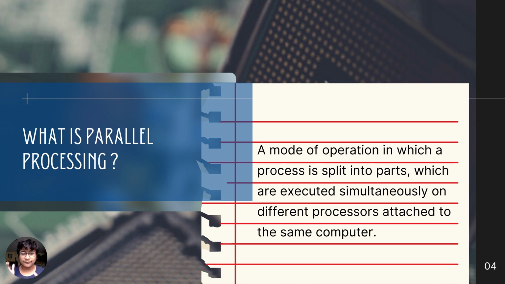The time it takes for you to do that one single addition, by then all three other problems would also have been solved by three different people. So the work has been continuous, simultaneous, and parallel. That's why it's parallel processing. Let's read again. A mode of operation in which a process is split into parts: multiplication, division, subtraction, addition, which are executed simultaneously. All your friends are doing it simultaneously on different processors attached to the same computer. Same computer meaning same assignment, maybe.